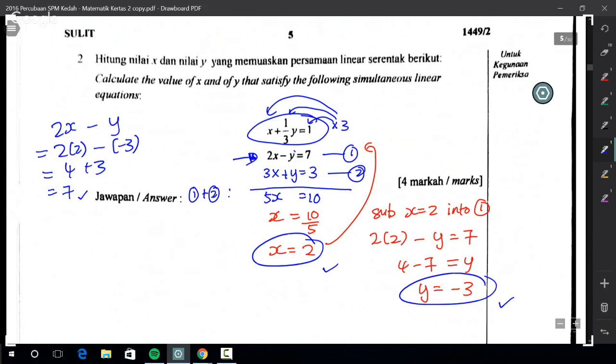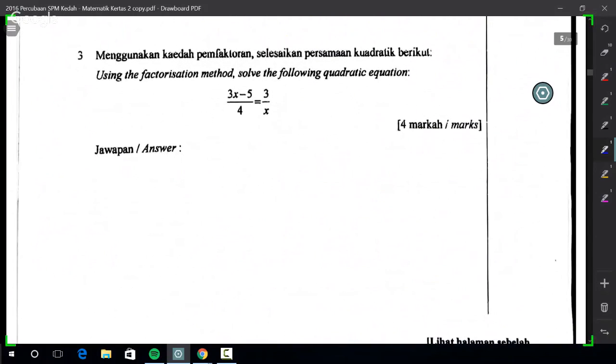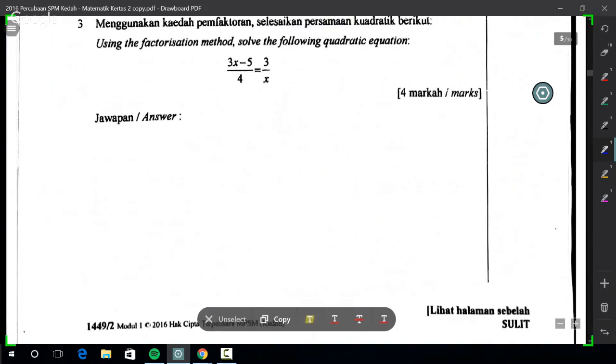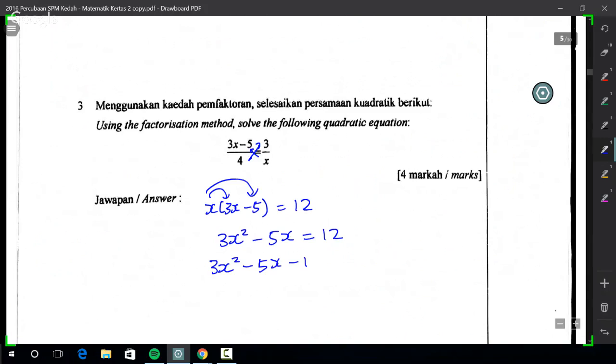All right, so let's move on to this one. Using the factorization method, solve the quadratic equation above. So this one is very easy. When I see something like this, I will just cross multiply. That means x will multiply with 3x minus 5, and 4 will multiply with 3, which is 12. Then x will multiply for both. So I get 3x squared minus 5x equals to 12. And then I will move my 12 to the other side. So I will get minus 12 equals to 0.